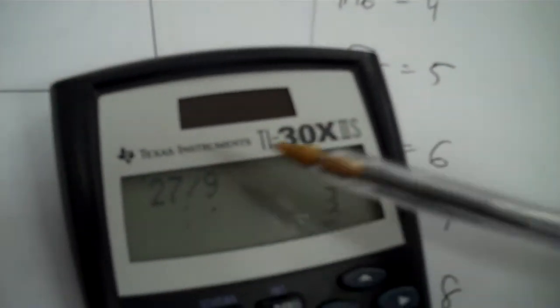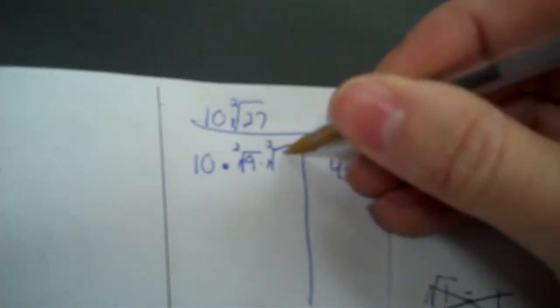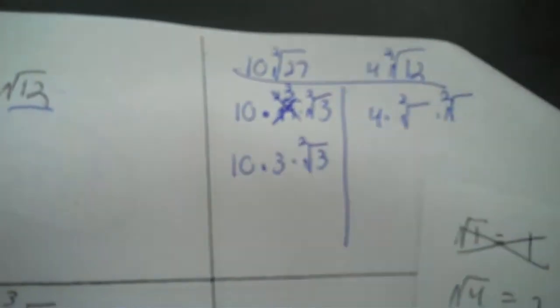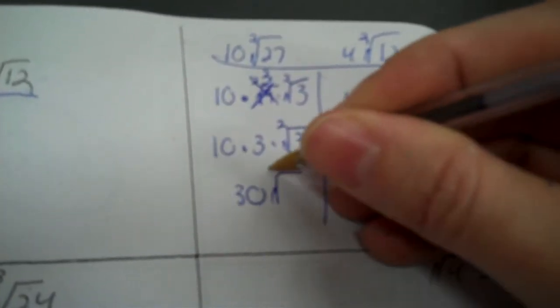So 27, not on the list, so I start dividing. I go 27 divided by, and I'd start with 25, didn't work. Go 27 again, divided by 16, didn't work. 27 divided by 9, that works. So I put 9 in the first, 3 in the second. And this actually becomes a number. It becomes 3. So I now have 10 times 3 times radical 3. Now we're going to take 10 times 3. That's 30. And then just leave the radical alone.